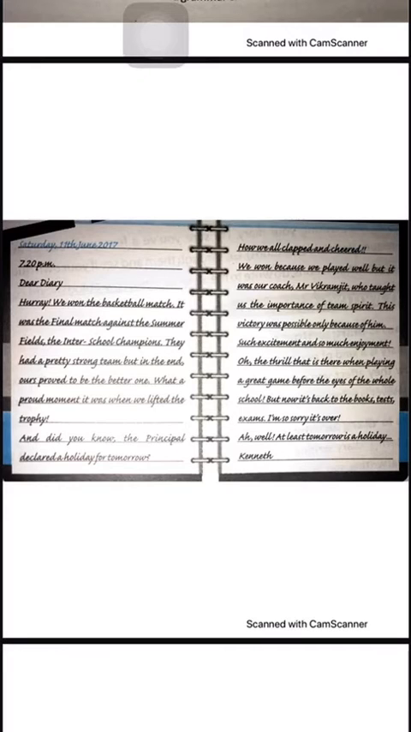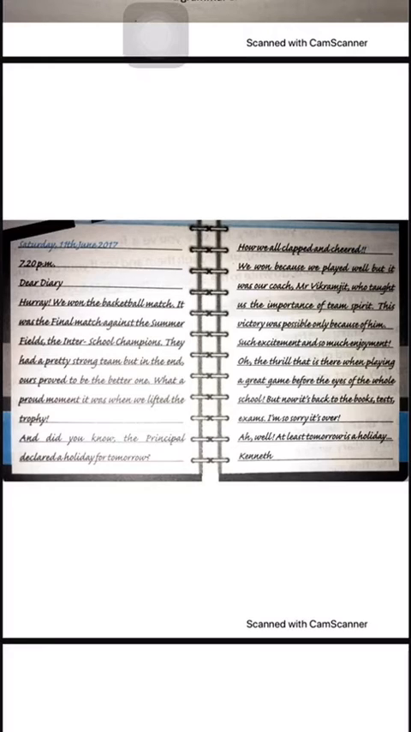And did you know the principal declared a holiday for tomorrow? How we all clapped and cheered. We won because we played well, but it was our coach, Mr. Vikramjeet, who taught us the importance of team spirit. This victory was possible only because of him. Such excitement and so much enjoyment.